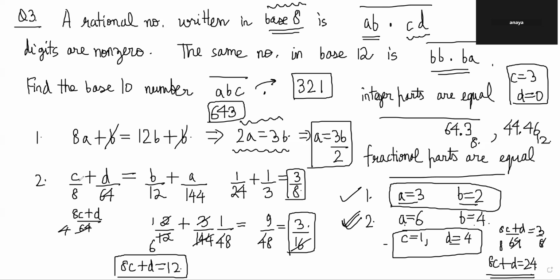One second. C by 8 plus D by 64 is D by 12 plus A by 1. It is 8C plus D, I think. 8C plus D has a solution. So we can easily say that C is 3 and D is 0. There is no issue with that. So I feel like the answer is wrong.